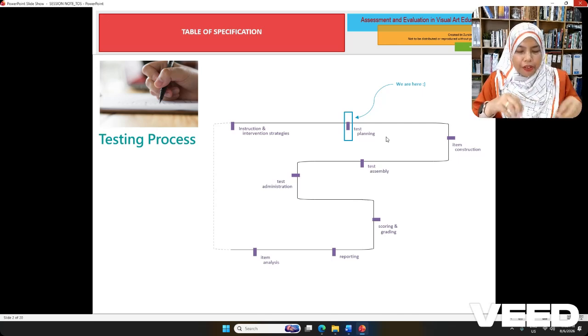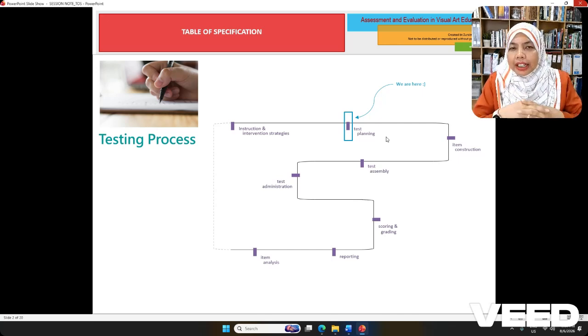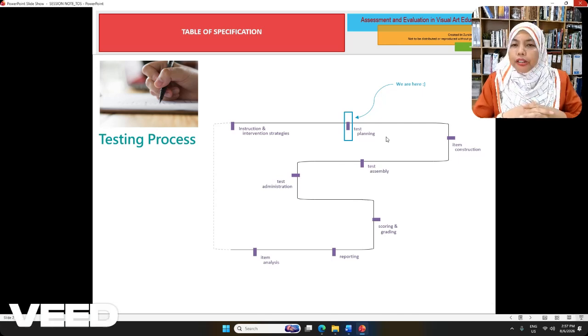But before that, a few things that I need to stress. When we plan for our assessment, it does improve the content validity and the face validity of our assessment exponentially. Okay, and we only complete the table of specification for test and examination. For other assessment, we do not complete the TOS. There is a different table that we need to complete. So TOS is only for test and examination.